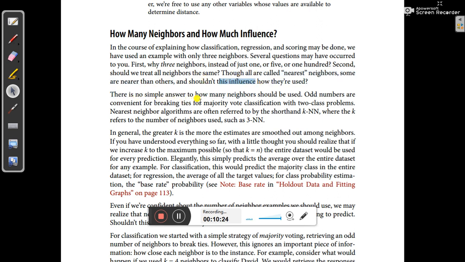There is no simple answer to how many neighbors should be used. Odd numbers are convenient for breaking ties in majority vote classification with two-class problems.